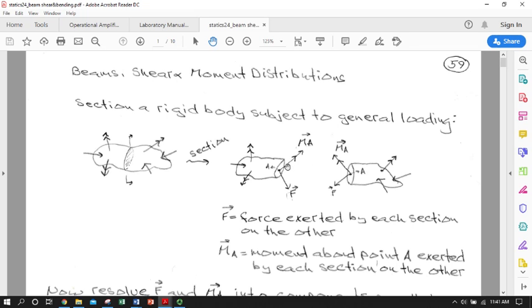So we do that, and we have it separated into two rigid bodies, and we can represent, using Newton's third law, the resultant force and moment that each one exerts on the other. So basically, this moment is the torque effectively being exerted on the left-hand body by the right-hand body, and this force is the force being exerted on the left-hand body by the right-hand body. And of course, given Newton's third law, those are equal and opposite.